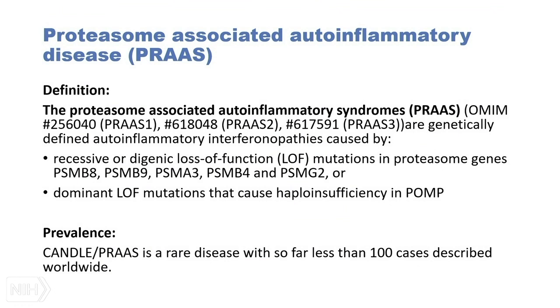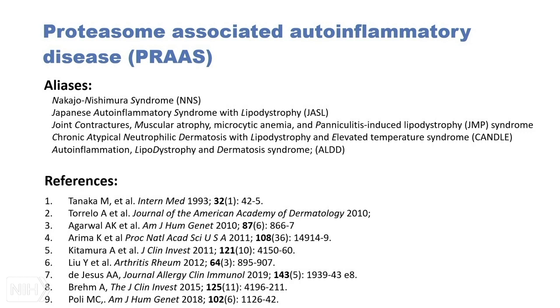CANDLE, also called proteasome-associated autoinflammatory disease, PRAAS, or syndrome, is a condition that is genetically defined and caused by recessive or digenic loss-of-function mutations in proteasome genes. At the moment, there are 5 genes known to cause it. The proteasome has many more. So we are not yet able to genetically diagnose all the CANDLE-PRAAS patients that are out there. The prevalence of this condition so far is unknown, but less than 100 cases have been reported worldwide, and we believe that the condition is underdiagnosed.